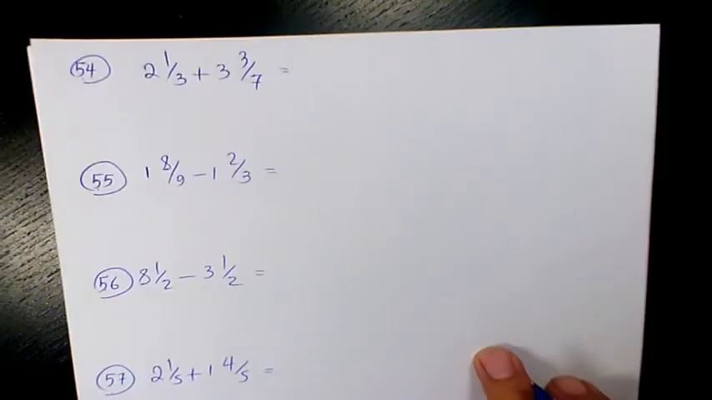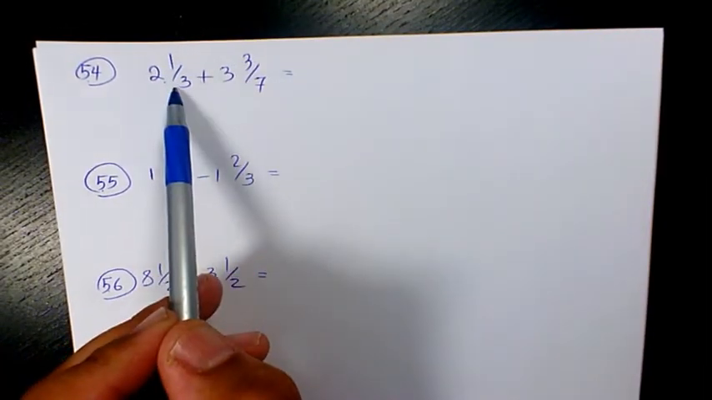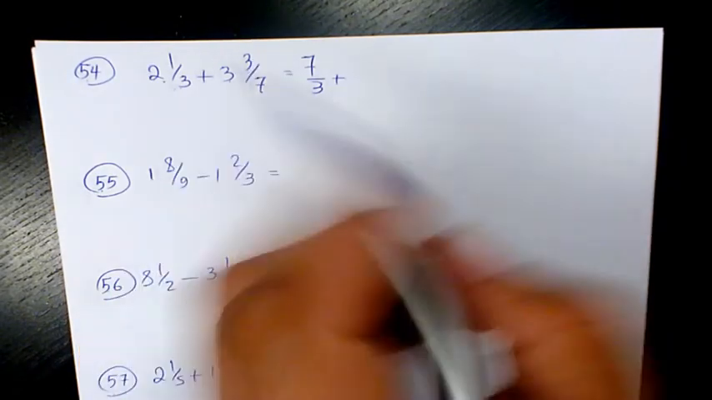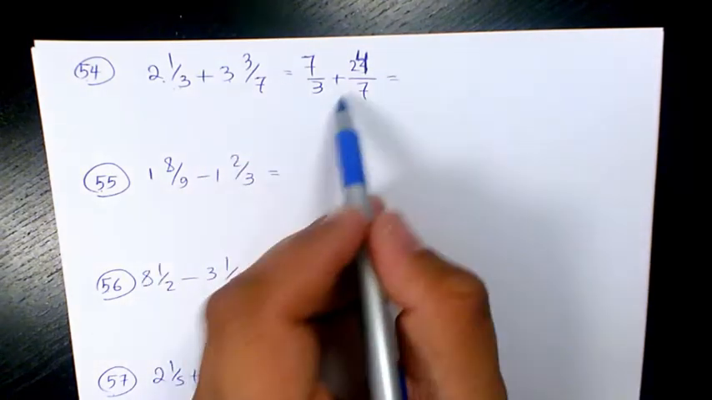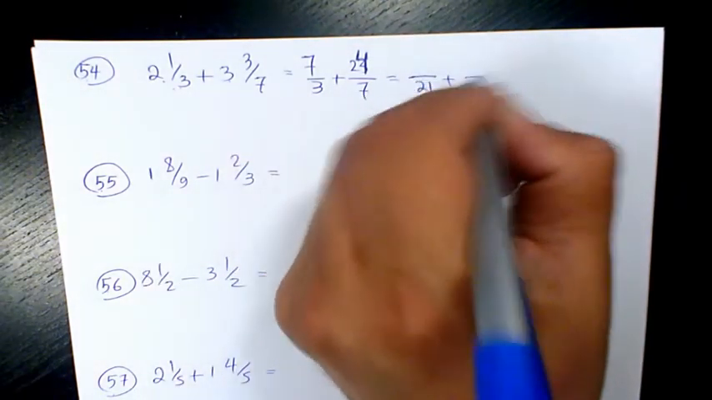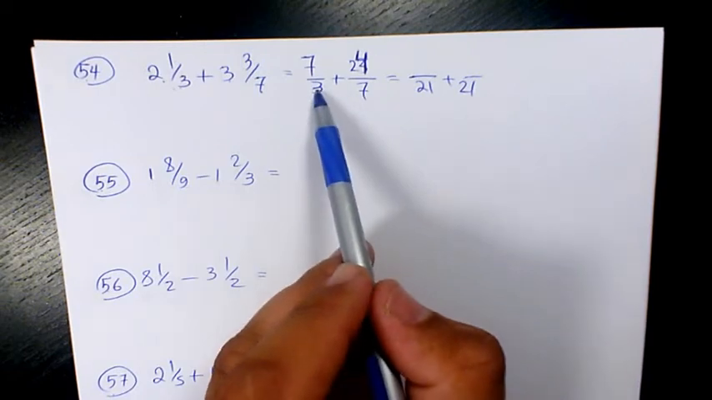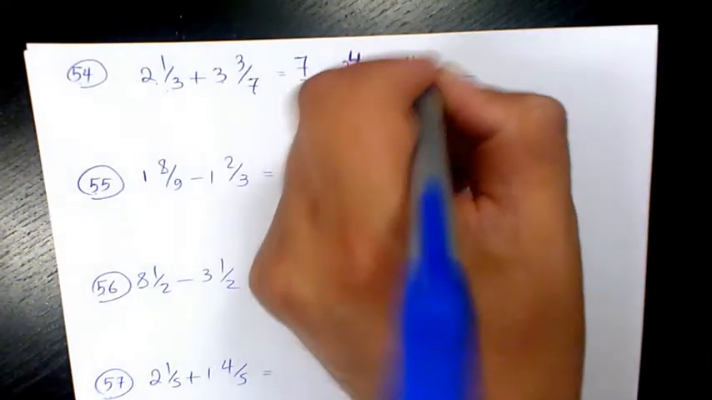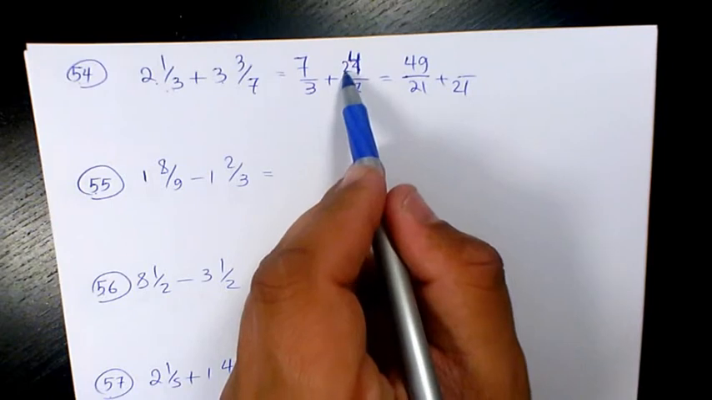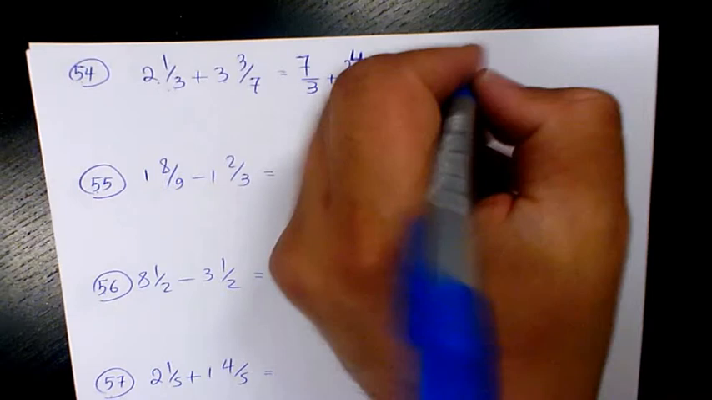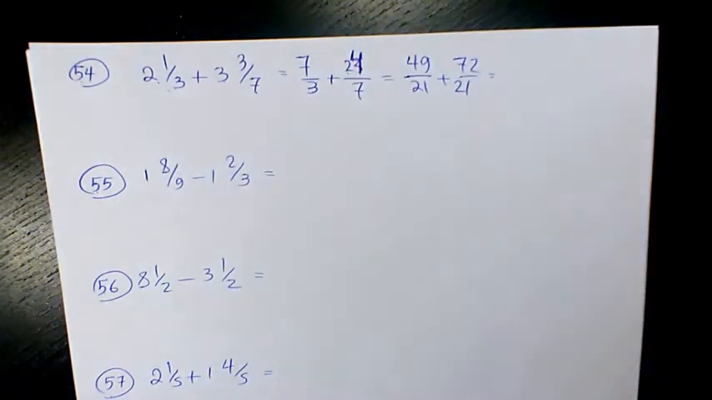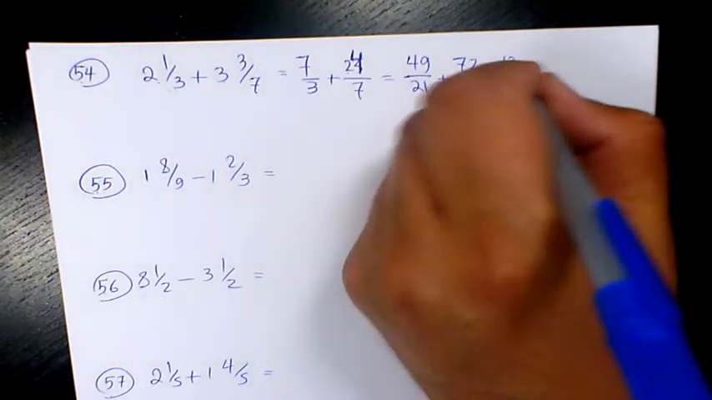Next example. 1 over 3 is going to be 2 times 3, 6, plus 1, 7, 7 over 3, plus 3 times 7, 21, plus 3 is going to be 24 over 7. Common denominator is going to be 21 for 3 and 7. 3 times 7, 21. 7 times 7, 49. 7 times 3, 21. 24 times 3 is going to be 72. 72 plus 49, that's going to be 121 over 21.